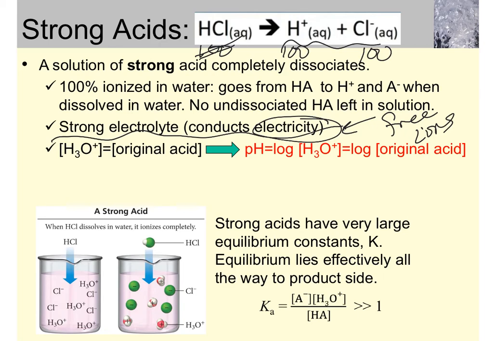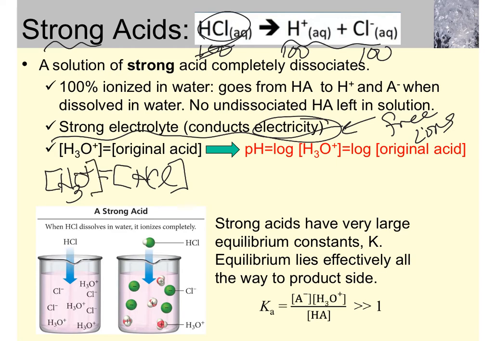And also for a strong acid only, since 100% of it dissociates, the original concentration of, in the example I'm using, hydrochloric acid, will be the same as the concentration of hydronium ions you end up with, right? Because it's all going to dissociate and latch onto water molecules.